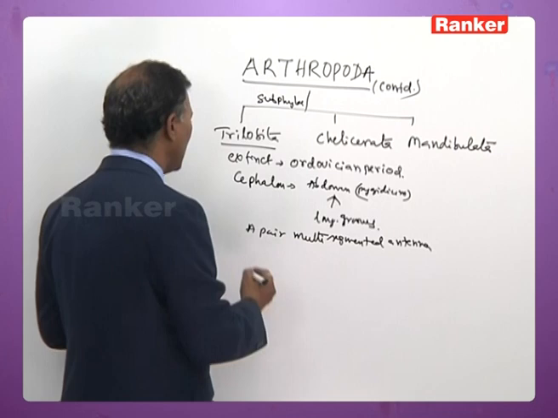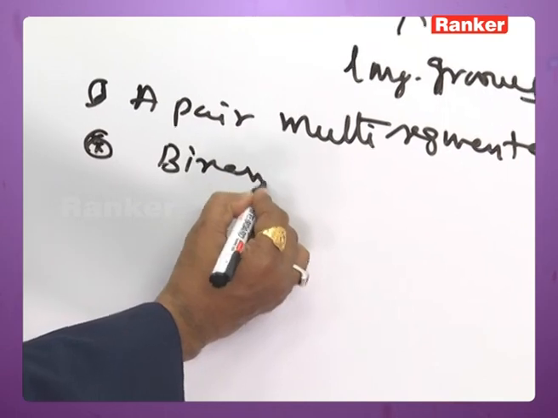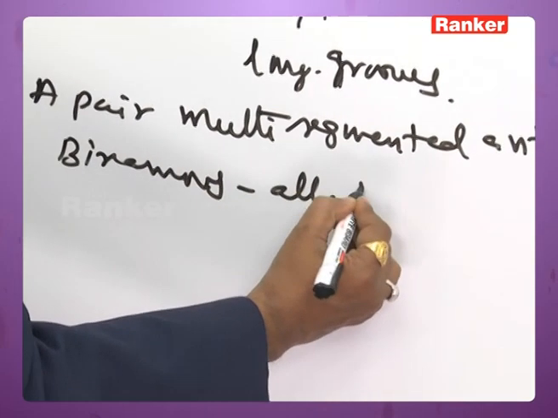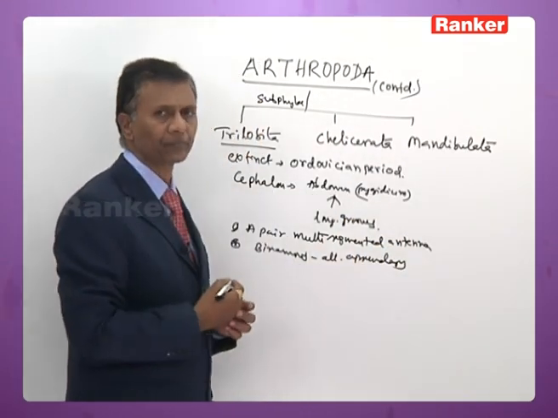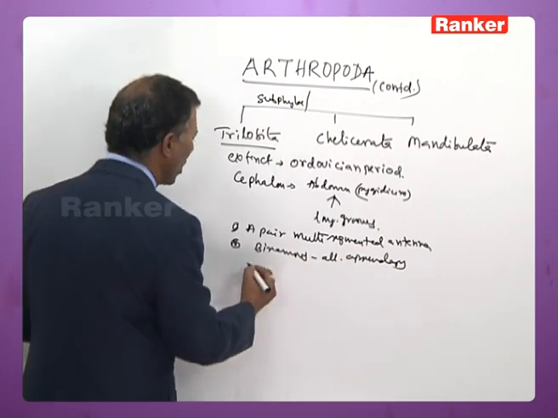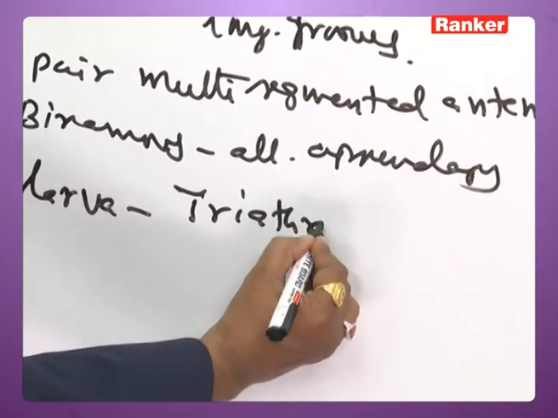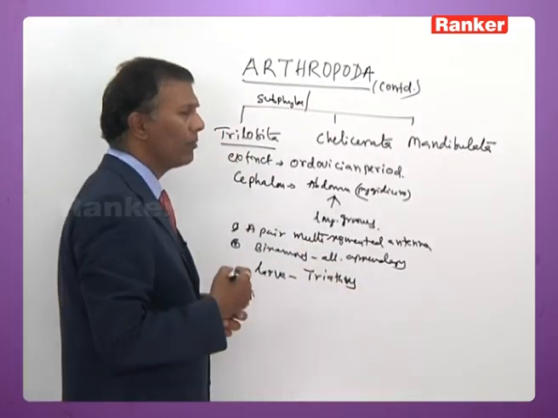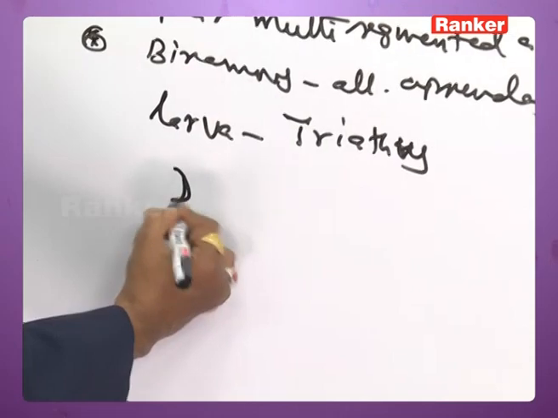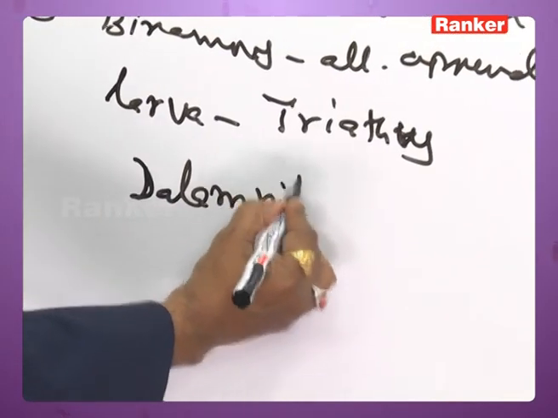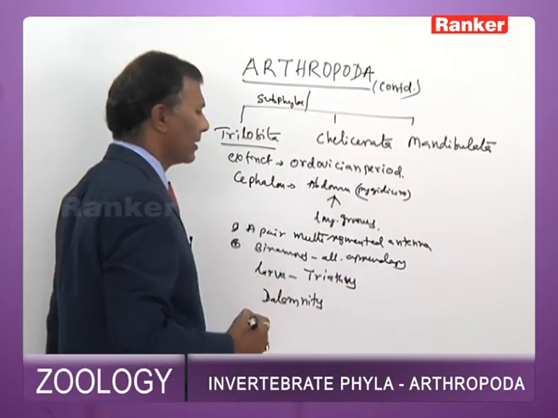All the appendages in trilobites are biramous. Then they have a larva called Triarthus. The larva of trilobites is called Triarthus. An important example for Trilobita is Dalmanites. This is all about Trilobita.